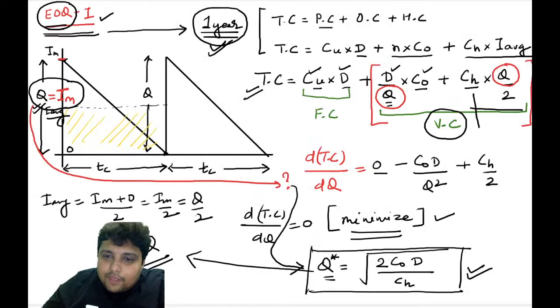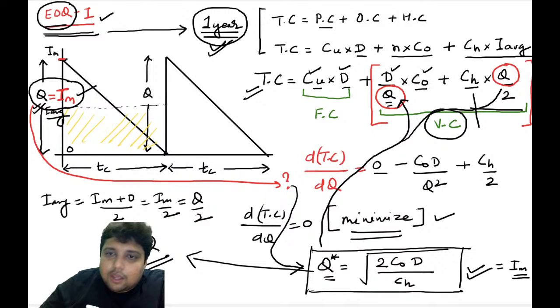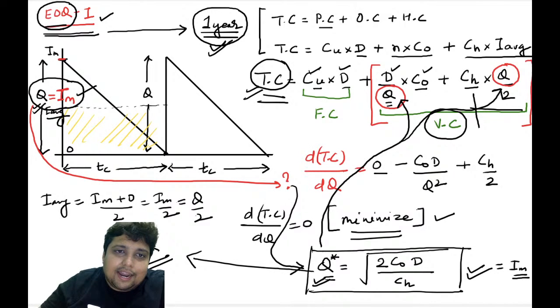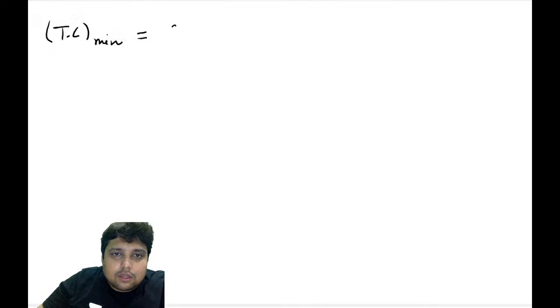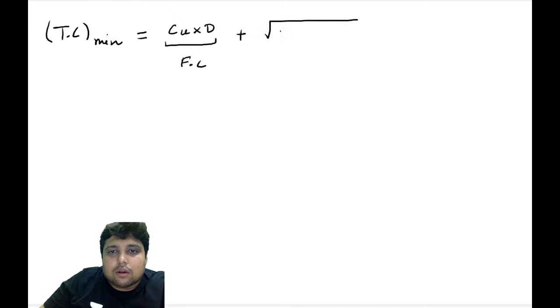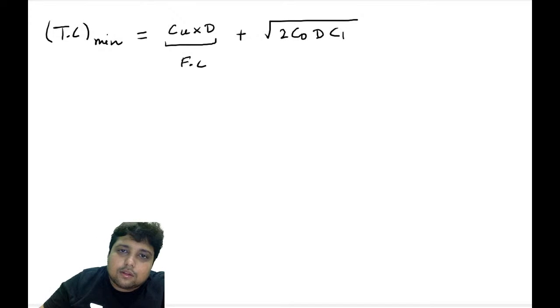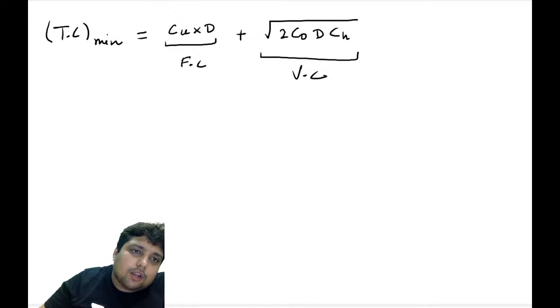So now I am going to calculate the total minimum cost also. Remember, this is the value of IM also, maximum inventory also, because Q and IM are same. Now I am going to put this value here as well as here in order to find the total cost, and that total cost corresponding to this value of Q will be the minimum, and that I will get as Cu into D. This is the fixed part, and root over 2 C naught D into CH. This is the variable part. So this is the formula of total minimum cost.